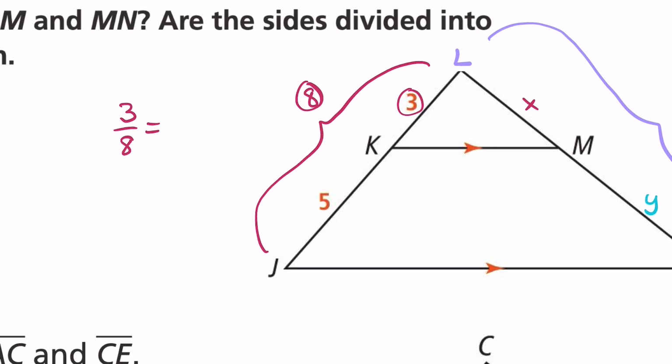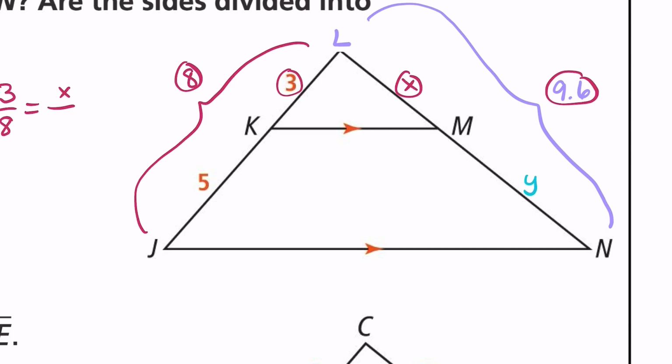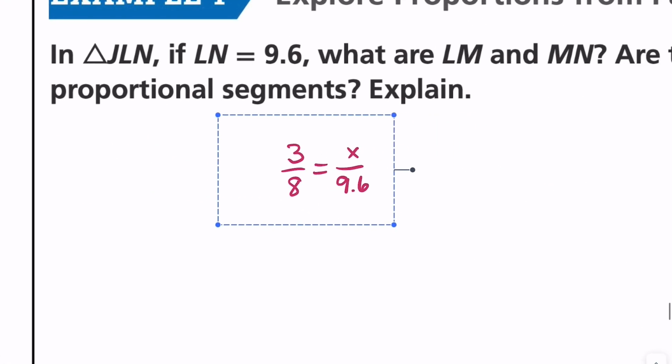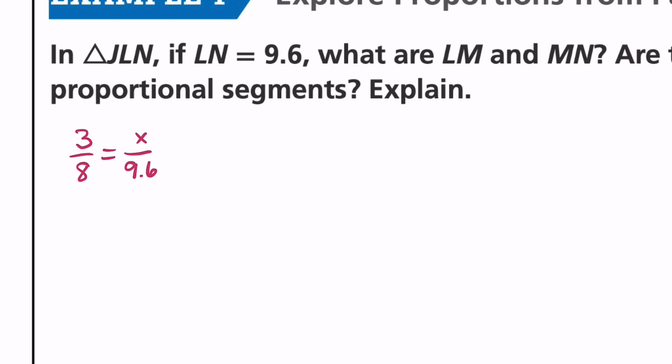and this smaller part, this upper triangle, X, to the whole length, 9.6. So again, we are doing part is to whole as part is to whole. 3 is to 8, since 3 and 5 is 8, and X is to 9.6. We will then solve this using cross products.